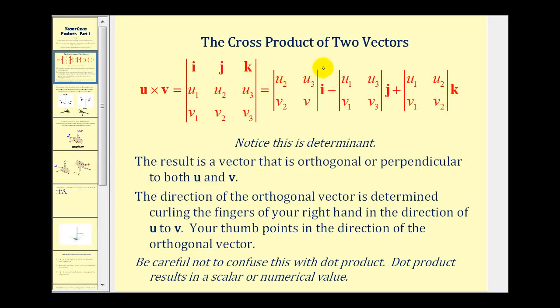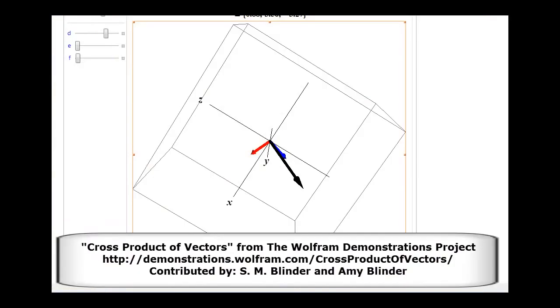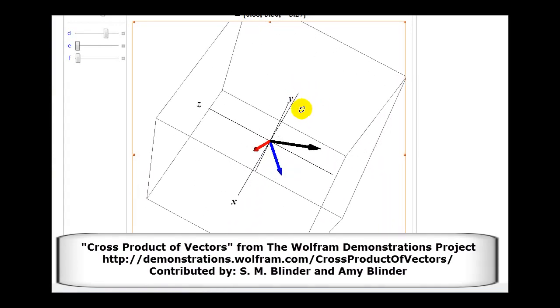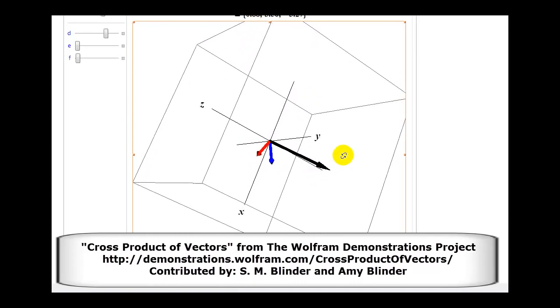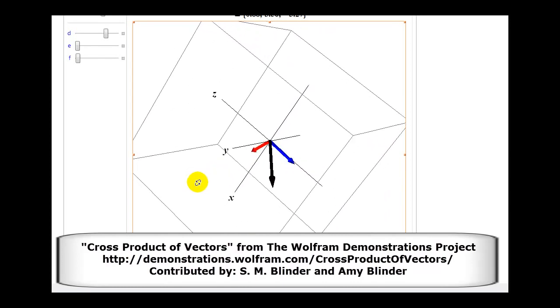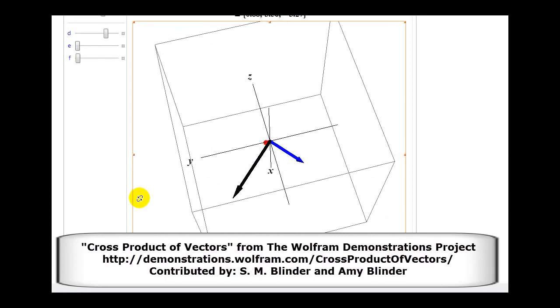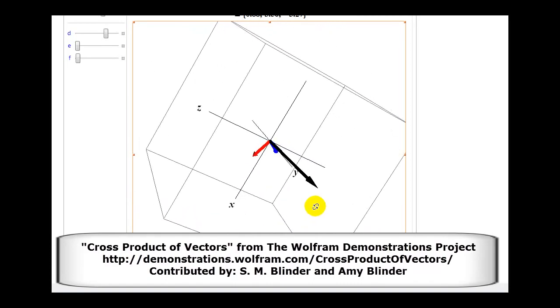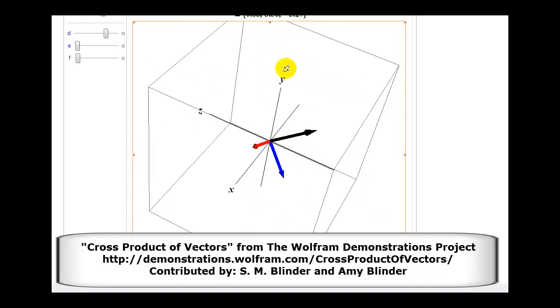Now what's special about the cross product of two vectors is the result is another vector that is orthogonal or perpendicular to both vector u and vector v. Let's take a look at this. Here's an illustration where we have the cross product of the red and blue vector. What I want you to notice is that the black vector, or the cross product, is perpendicular to the red vector, as we see here, as well as being perpendicular to the blue vector, as we see here. So the black vector is the cross product of u and v.